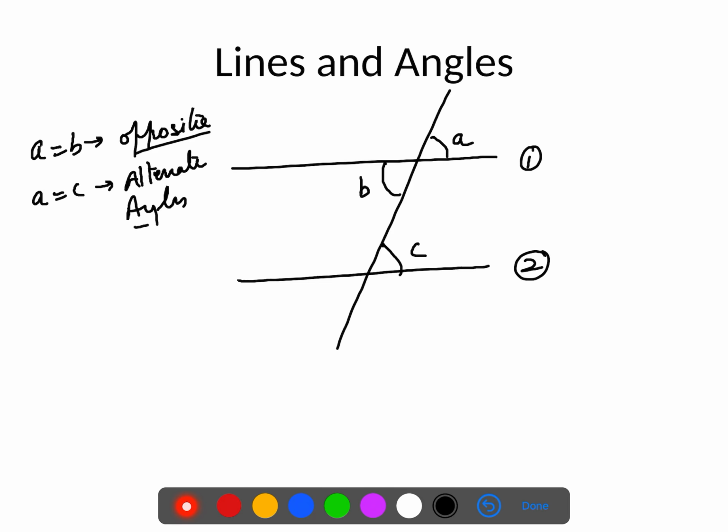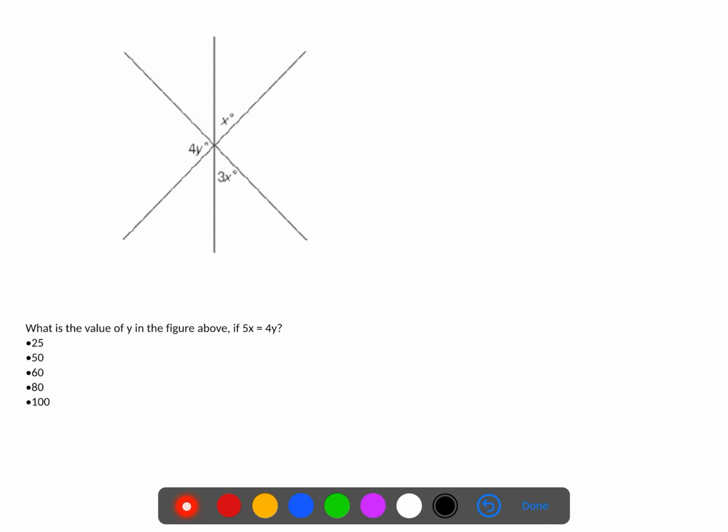So don't go too much into the names. Just remember how they will be equal. That's it. Let's take one question.